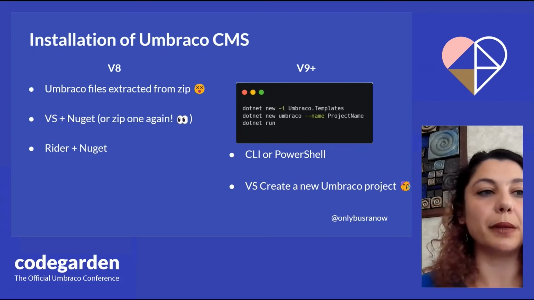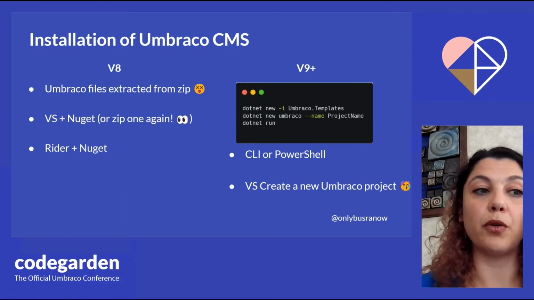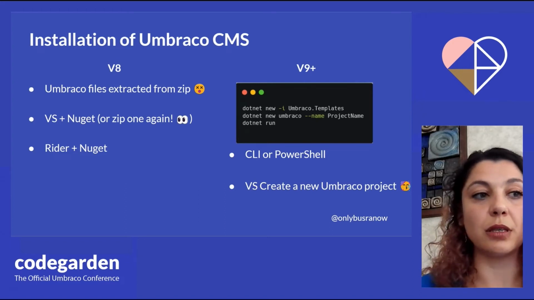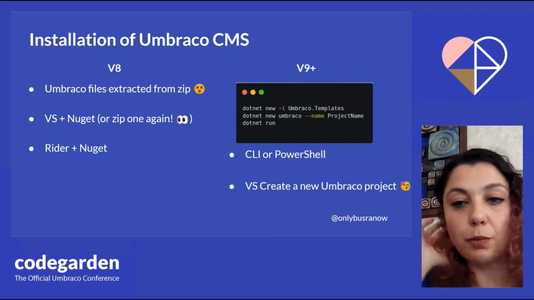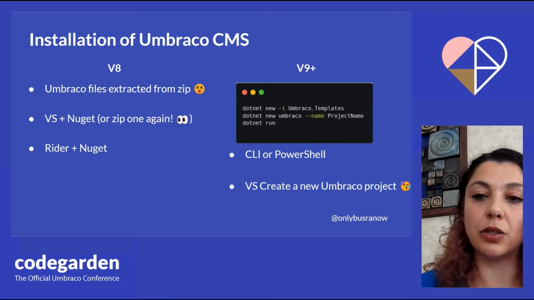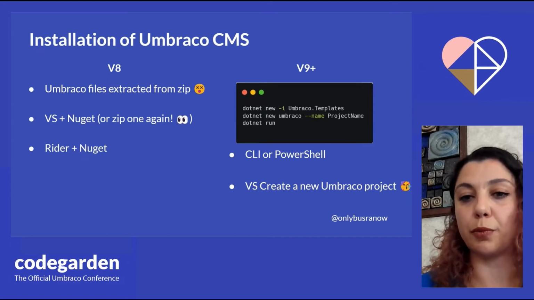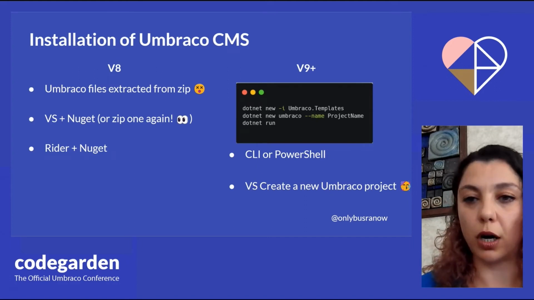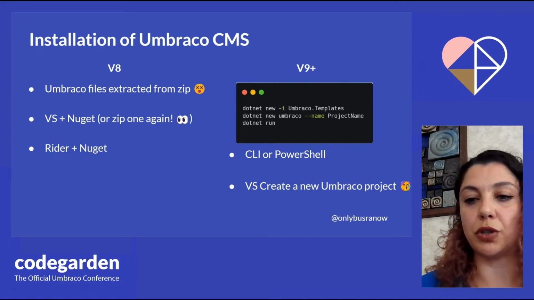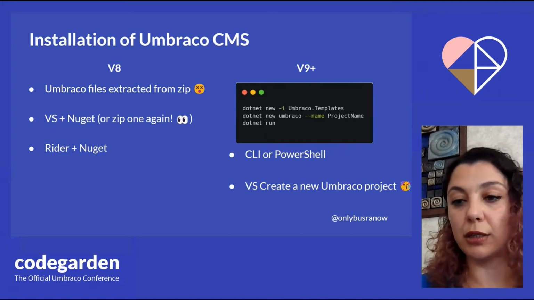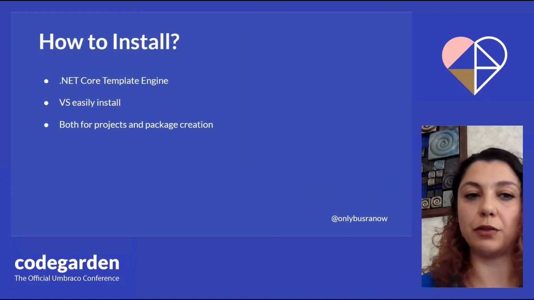With version 9 and plus, we have .NET Core template engines for both project and package creations. So what you need to do is, from either a terminal, command line, or PowerShell, install Umbraco templates, and then you can create your project, build, then run. Or after installing the templates, you can go to Visual Studio to create a new Umbraco project to start working with Umbraco 9 and 10. Let's check how to install these.